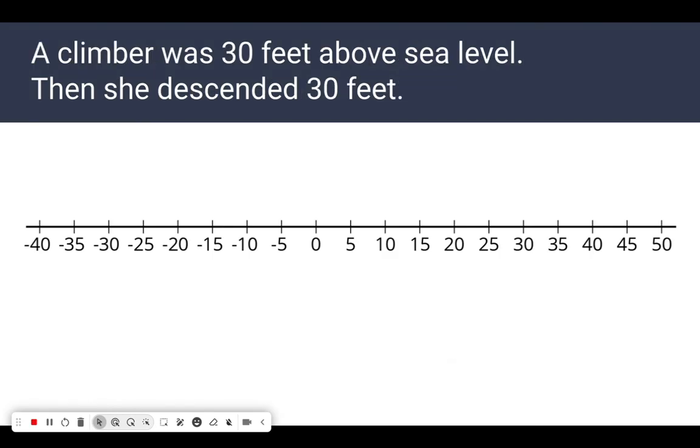All right, the next one. A climber was 30 feet above sea level, then she descended 30 feet. What does that mean? Think about it. When you're ready, talk about it as a group and then share it out. Pause the video, and then when you're ready to move on, you can go on to the next one.